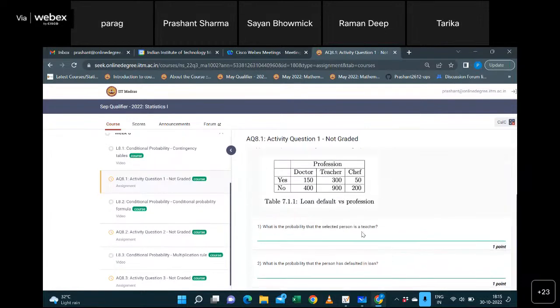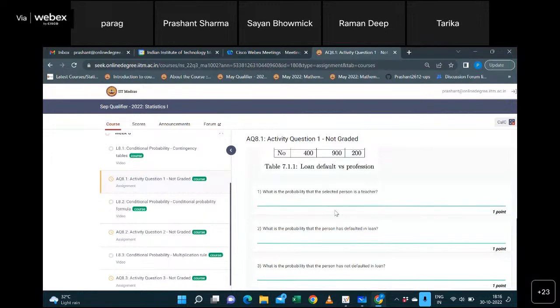Because all these things are just based on this table. Like, what is the probability that the selected person is a teacher? How many teachers are there in total? 1200, correct? So 1200 divided by 2000.